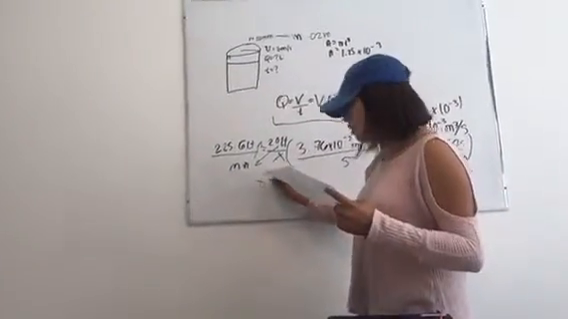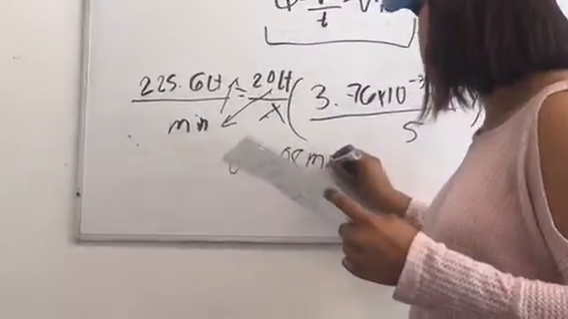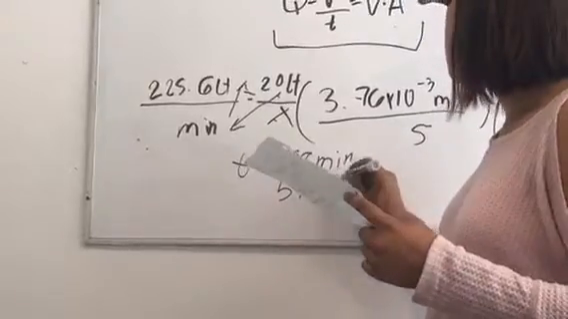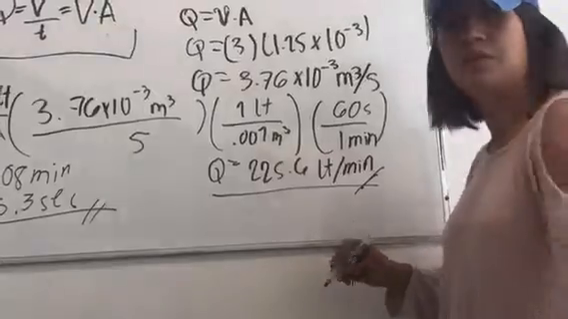So the time is going to be 0.08 minutes. That in seconds is 5.3 seconds. So that's our time, and this is our flow rate.